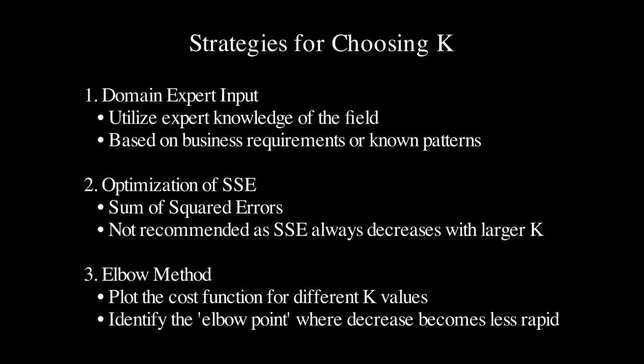When choosing the optimal number of clusters, we have several strategies available. Domain expertise is often the most reliable approach. If you know your data should naturally form a specific number of groups, that's valuable information. While we could optimize the sum of squared errors, this isn't recommended as it continually decreases with larger k values. This brings us to the elbow method, which provides a more balanced approach.